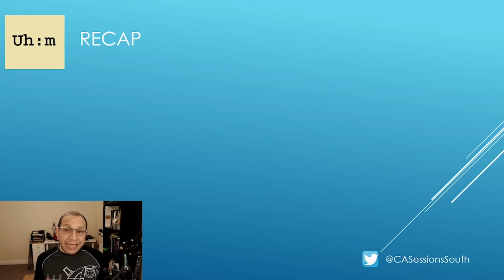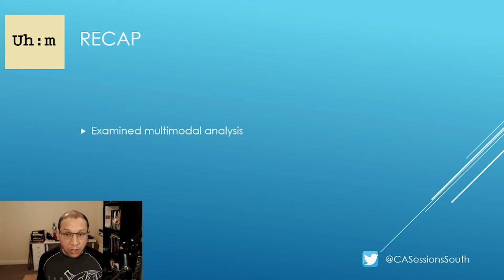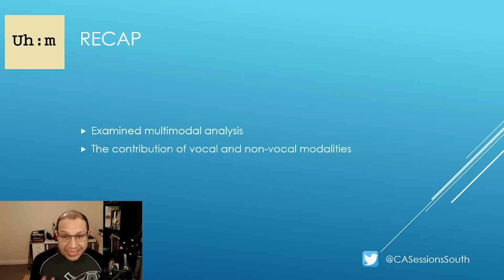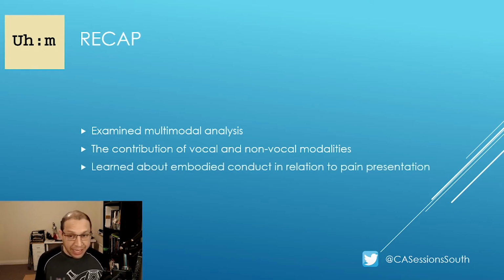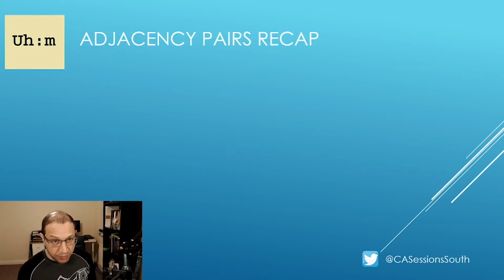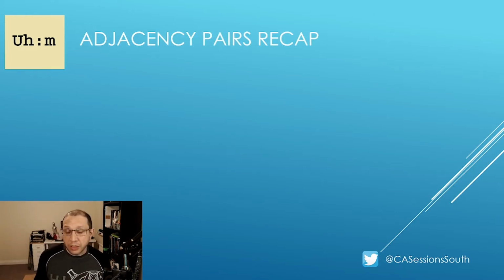So before we move on, let's take a quick look at what we covered in the previous session. First of all, we examined multimodal analysis and its importance for a better understanding of social interactions. We identified the importance of offering an analysis of vocal and non-vocal modalities, and we learned about embodied conduct in relation to pain during clinical consultations. For today, we're going to take a look at preference organization, and in particular, how these can be identified through an analysis of initiating and responding actions.